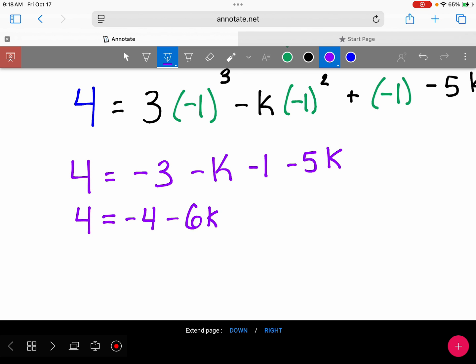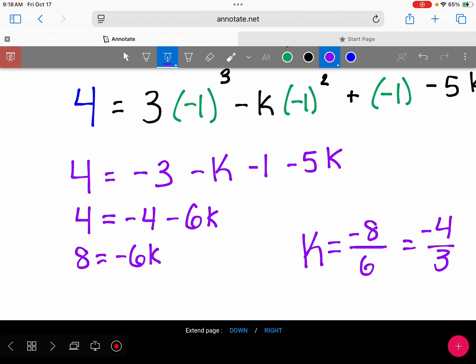What can we do from here? Add 4. So we have 8 equals negative 6k. Divide by negative 6. What will this k need to be in order to go through this point? Negative 8/6. Does it simplify? Negative 4/3. So if we had in this equation negative 4/3 here and negative 4/3 here, this would go through that point.